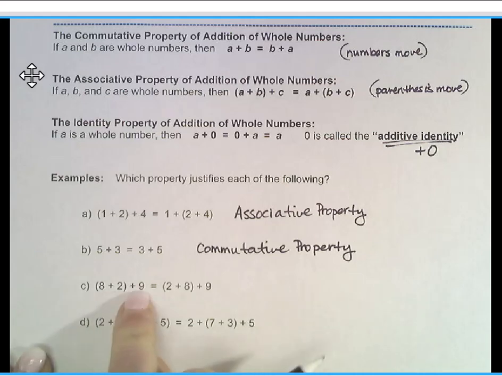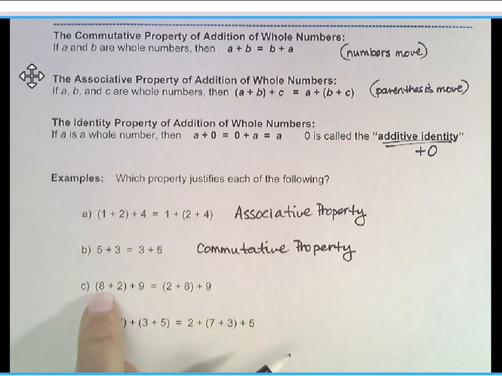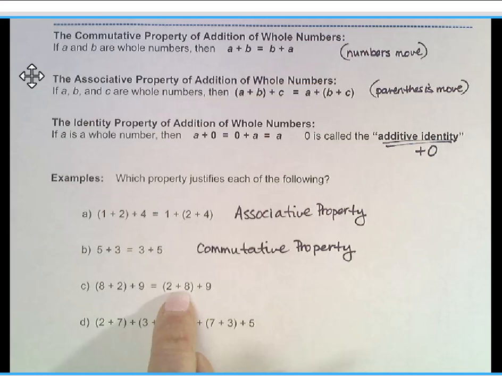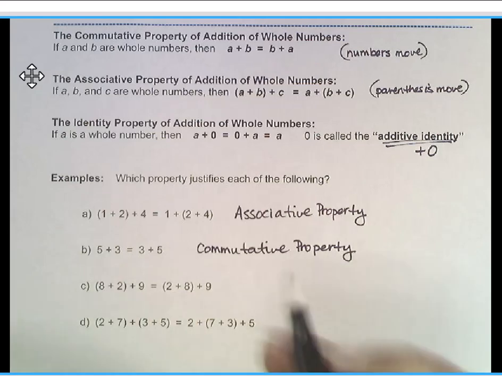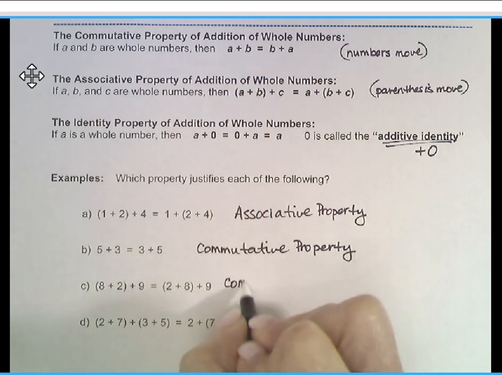Eight plus 2 plus 9 equals 2 plus 8 plus 9. Now, just because there's parentheses doesn't necessarily mean it's the associative property. Look at the order of the numbers. 8, 2, 9. 2, 8, 9. Do you see how the parentheses actually stayed? It was the order inside the parentheses that changed, so that's commutative.